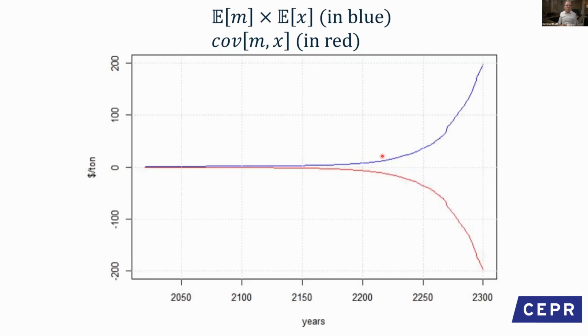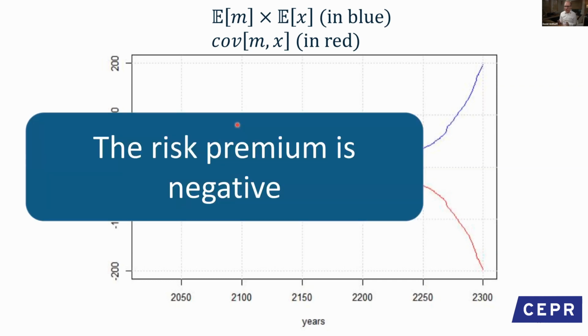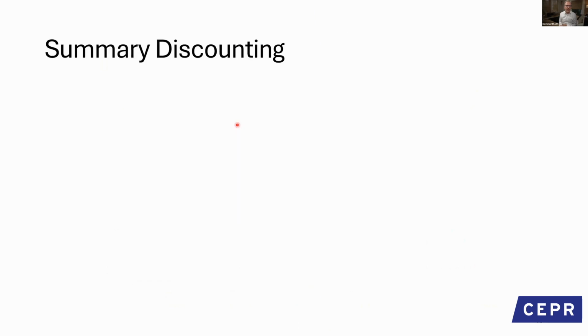So the blue line is expected marginal damages, and the red line here is the covariance. That's the risk premium. The key thing that I want to point out here is that the risk premium on the social cost of carbon here is negative, which is very different from what some people may expect. Christian knows this because he published the first paper, I think, that pointed this out. But I think it's not a result that is widely known.